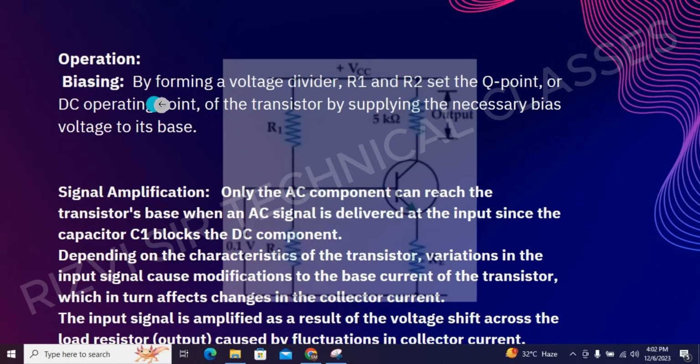Operation. Biasing. By forming a voltage divider, R1 and R2 set the Q point or DC operating point of the transistor by supplying the necessary bias voltage to its base.